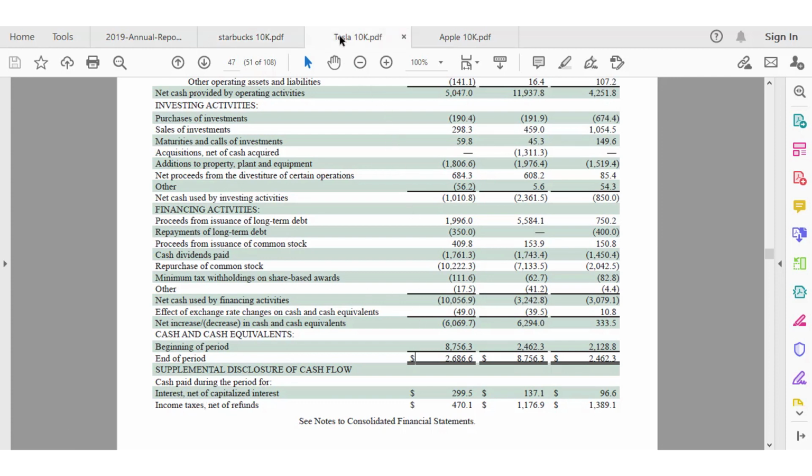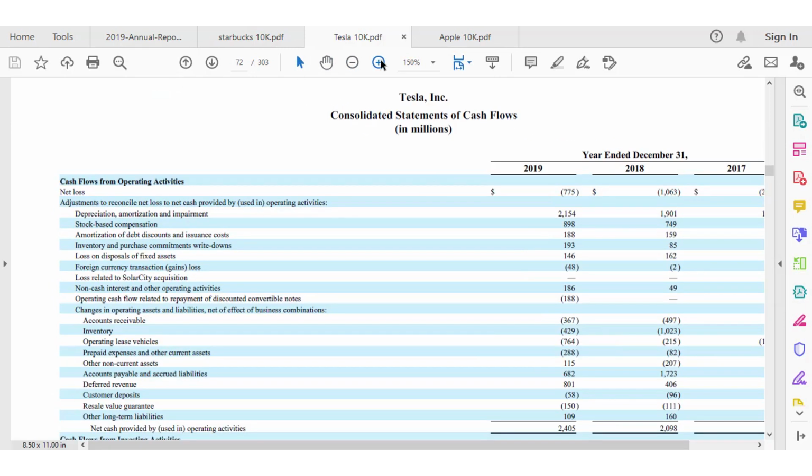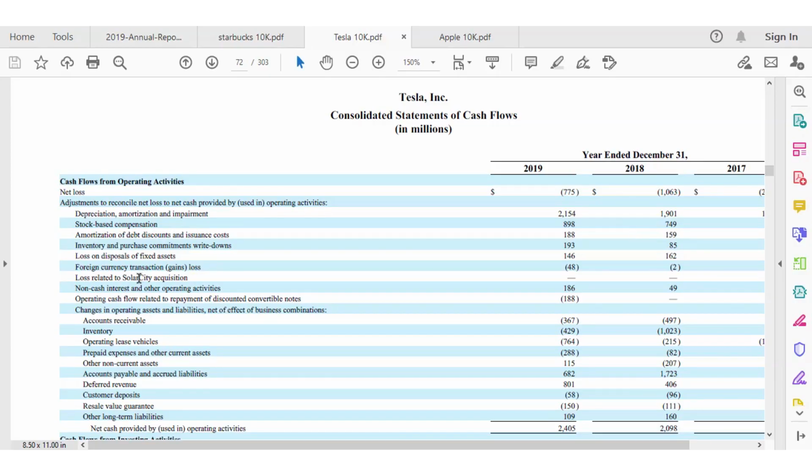So now let's take a look at Tesla. Now Tesla is always pretty interesting because, again, depending on the business, they will have specific line items which will affect their cash. And right here, again, this is Tesla. You see foreign currency transaction gain or loss is within an adjustment that they have at the very top. It's not at the bottom. So again, it's just a different way of presenting it, but you still have to make an adjustment for these things.